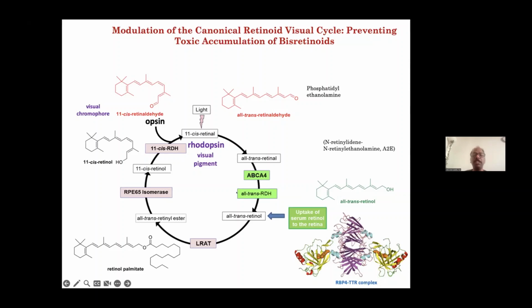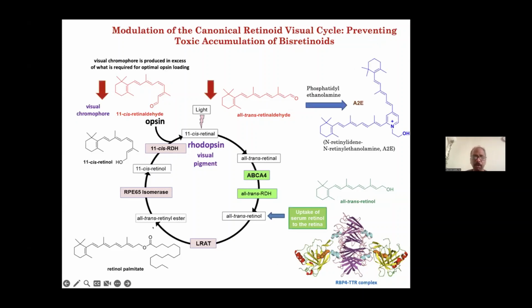But for some reason, when this all-trans retinal is not cleared from the retinal pigment epithelium, it forms A2E, N-retinylidene-N-retinylethanolamine. Reducing the rate of A2E and lipofuscin formation slows or halts the progression of geographic atrophy.